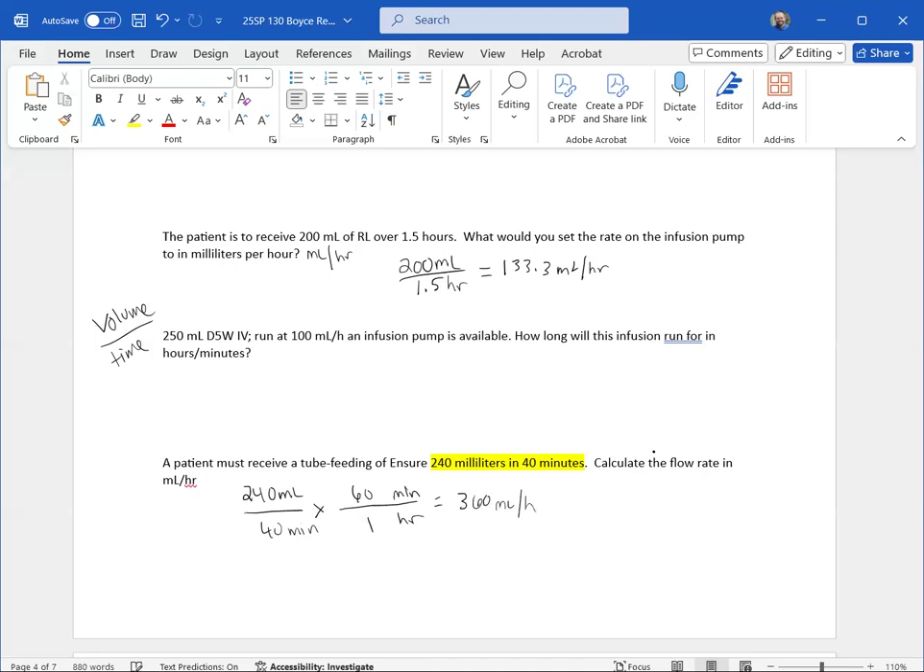So again, a lot of this, especially the flow rate questions, are just, can you make these conversions? If you can, great. If not, practice, because that's what you're going to see.